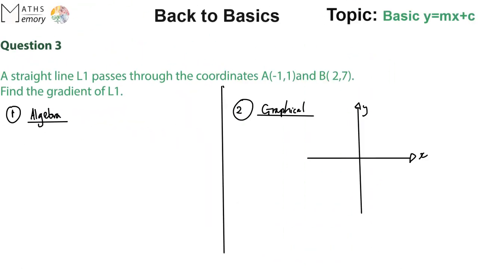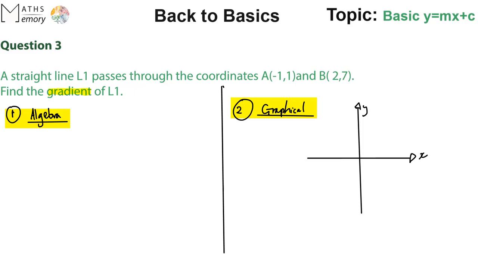Question 3, back to basics. Press pause, write this question down, find the gradient between these 2 points. Press play when you're ready. So this question is quite a common question. It says a straight line L1 passes through the coordinates a minus 1, 1 and b 2, 7. Find the gradient. Okay, so this keyword, the gradient of L1.